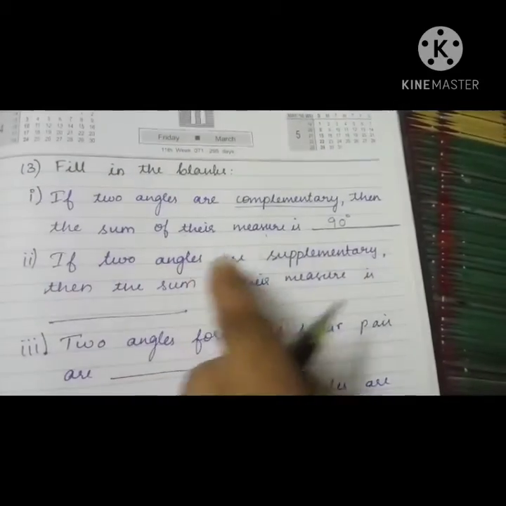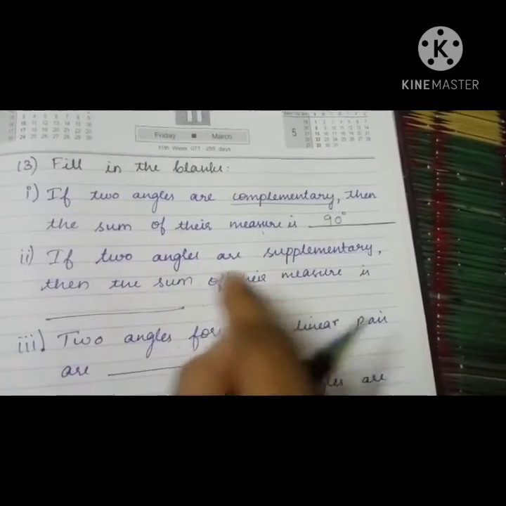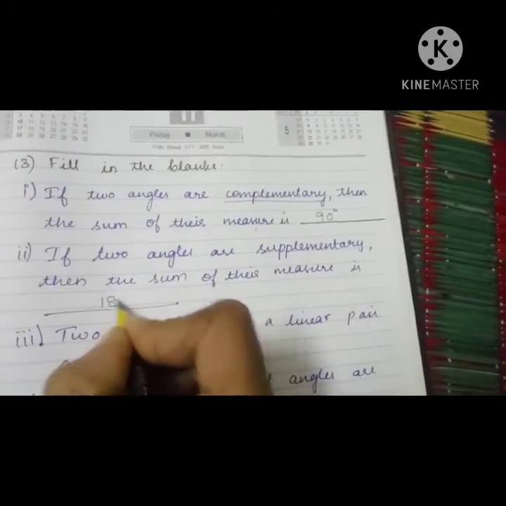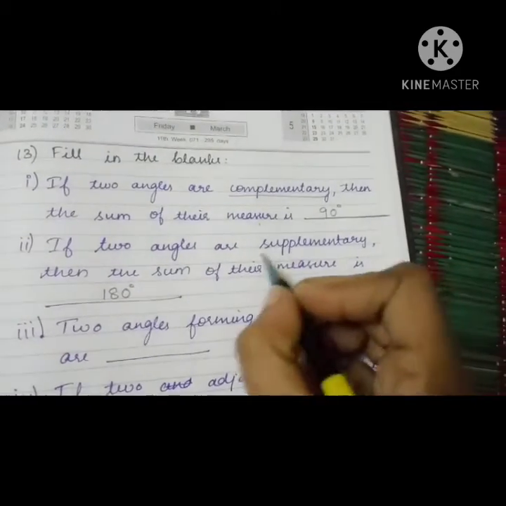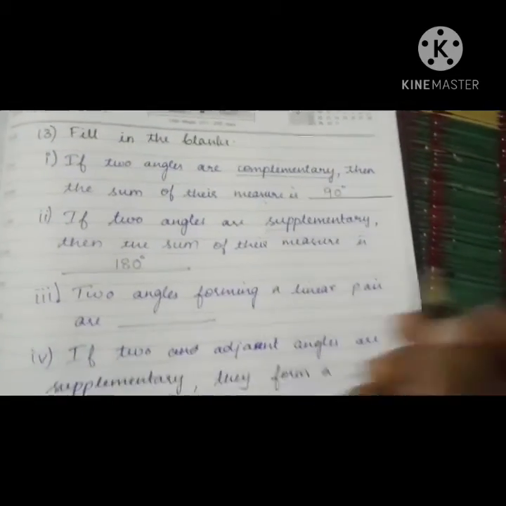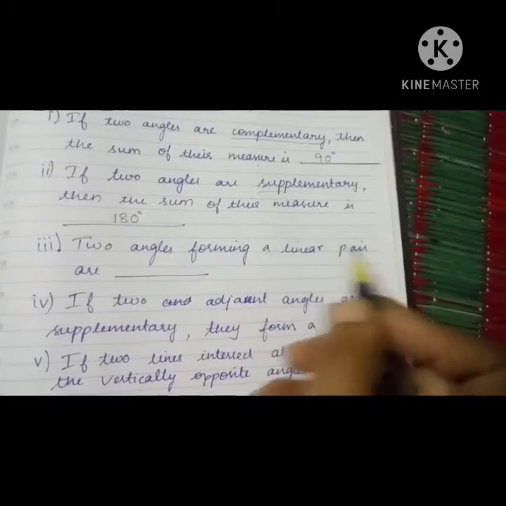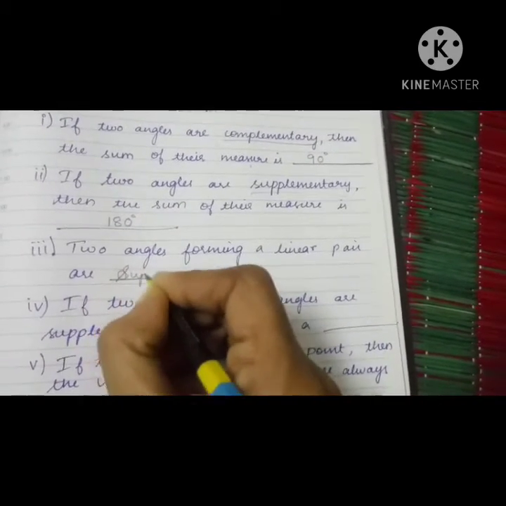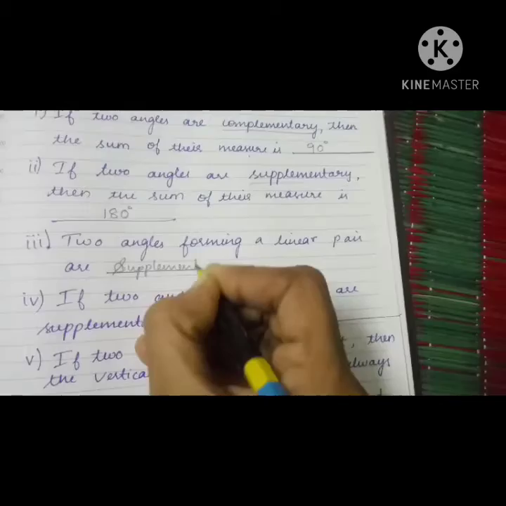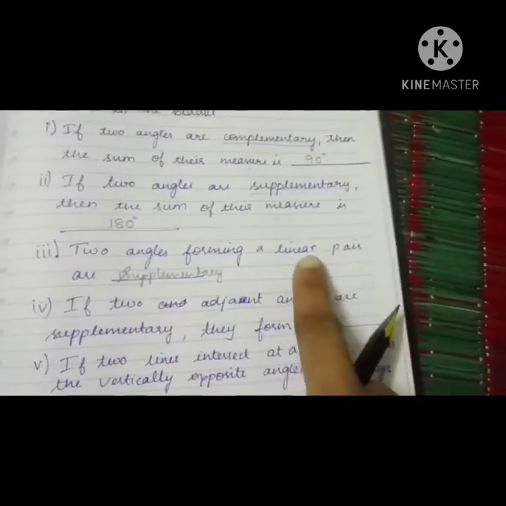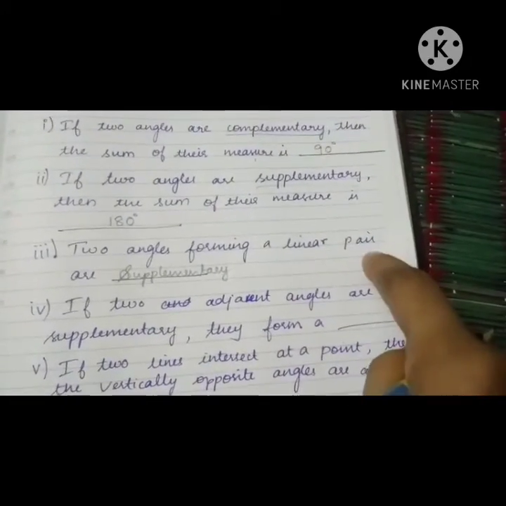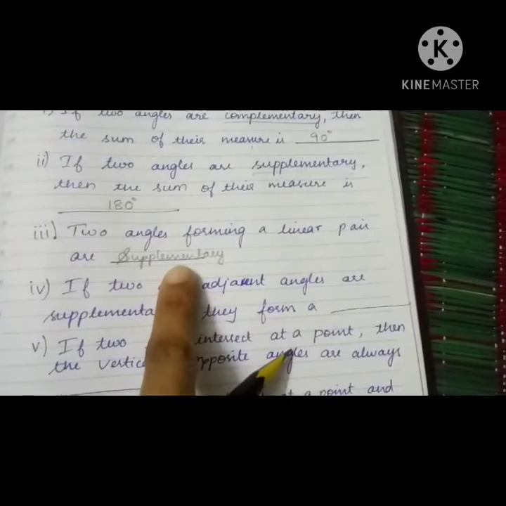Next, if two angles are supplementary, then the sum of their measures is 180 degrees. Yes, supplementary means 180 degrees. Then, two angles forming a linear pair are supplementary. If two angles form a linear pair, what does it mean? If we add the two angles, it is 180 degrees, so they are supplementary angles.